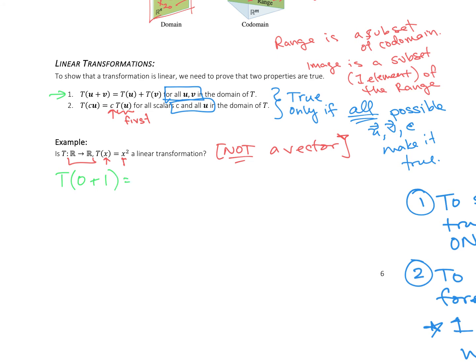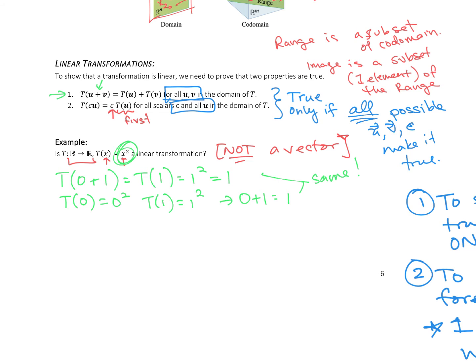Right? Now, this is the transformation on just 1. If I add those two things together first, that's what that implies. Add them together first, then put them into our transformation. So this says 1 squared is 1. Now, if I take them individually, the transformation on 0 is 0 squared. The transformation on 1 is 1 squared. And if I take 0 plus 1, I get 1. So these things are the same. But I'm hoping by now you're screaming, that's not a linear equation. That is a quadratic equation.